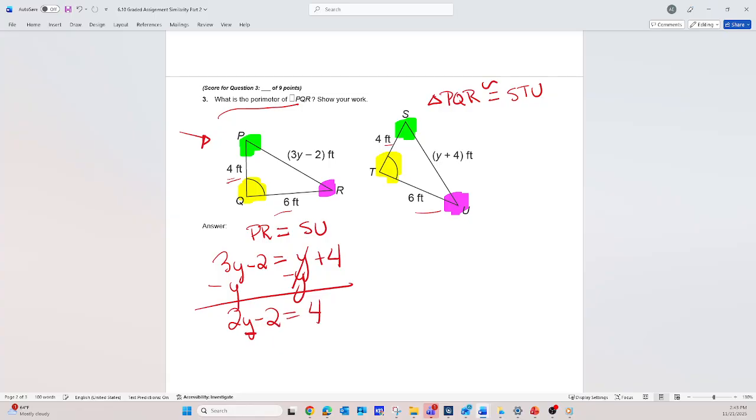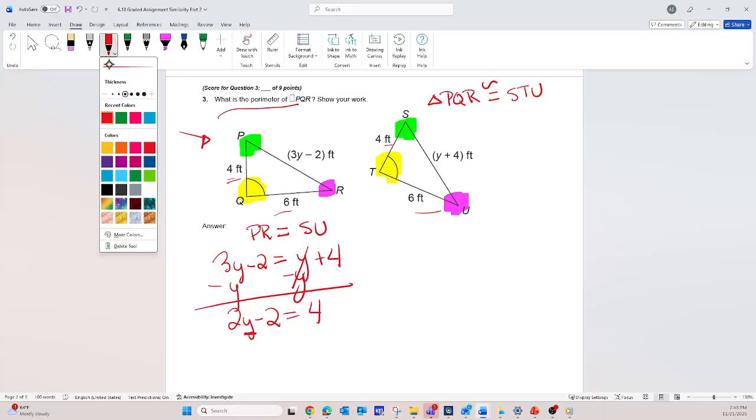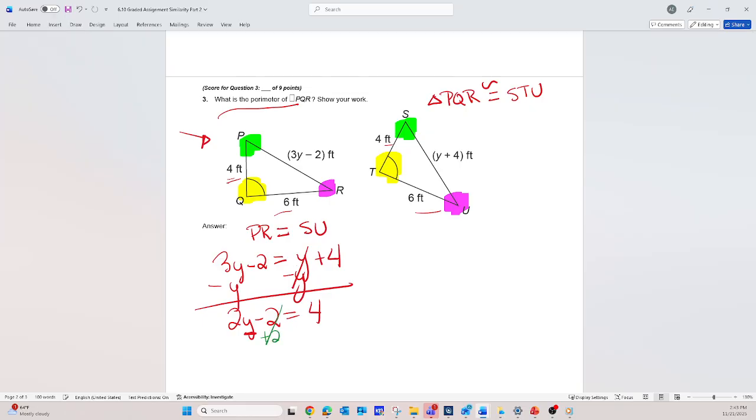2y minus 2 equals 4. I already have y's on the left. So now I want the constants, the numbers on the other side, on the right side. So plus 2, plus 2. So I'm going to have 2y equals 6, right? And then I divide both sides by 2. I leave y alone. So y equals 6 over 2. So y equals 3. Okay, helped you a lot solving this.